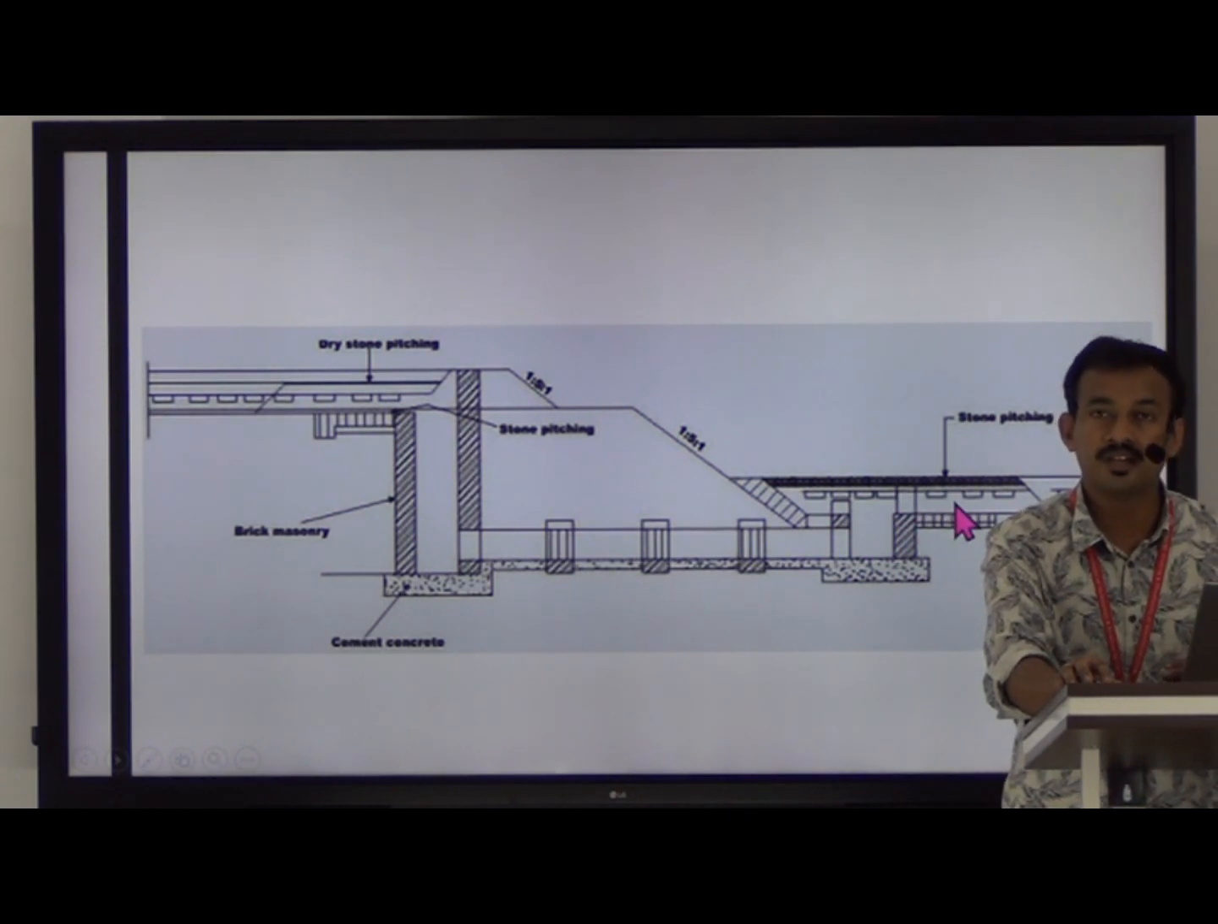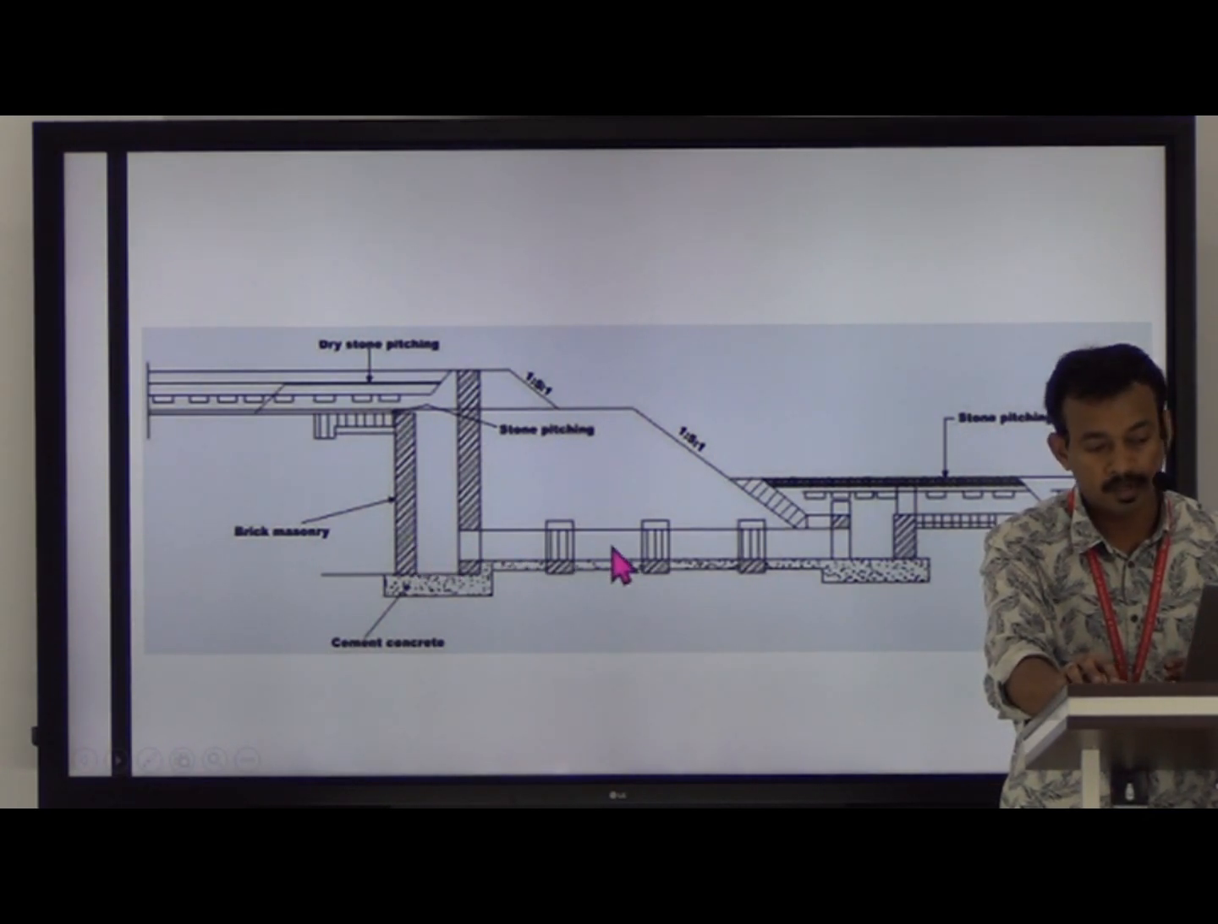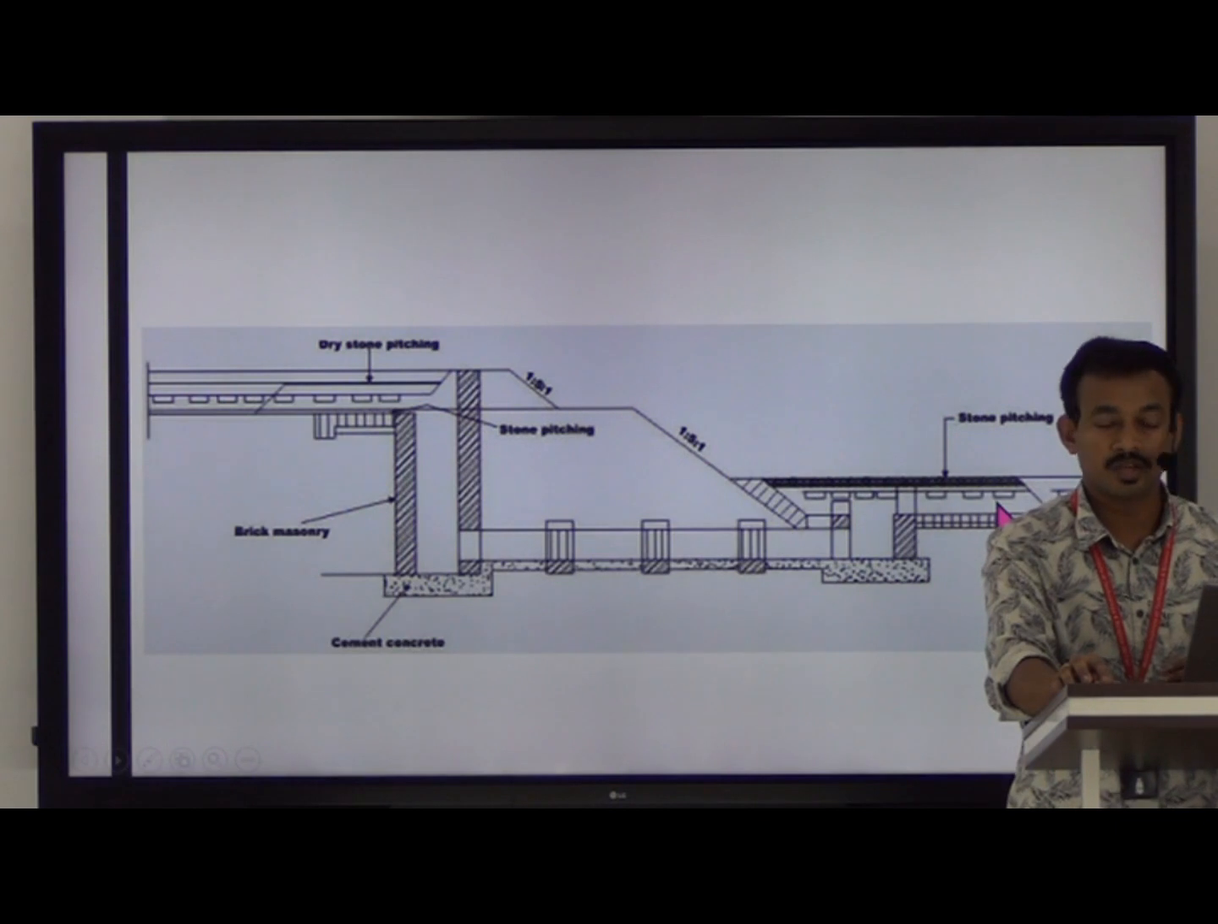This is the basic structure of a siphon well drop. So there will be an upstream canal. From the upstream canal, water will be falling to the inlet well. From the inlet well, water will be passing through the pipe connection between the inlet well and outlet well. Then water will move on to the downstream canal. This is the basic structure of a siphon well drop.